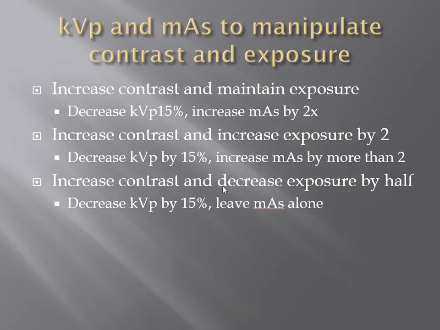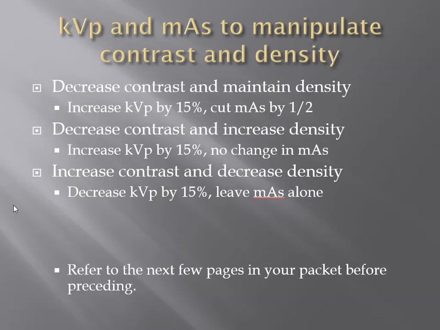If we want to increase contrast and decrease exposure by half, then we decrease KVP by 15% because again we're increasing contrast. We'll leave the mass alone. So go in an opposite direction. If we want to decrease contrast and maintain exposure, then we're going to increase KVP by 15%. Because we're maintaining exposure, we want to cut the mass in half. So we want to reduce mass by 50%, divided by 2.